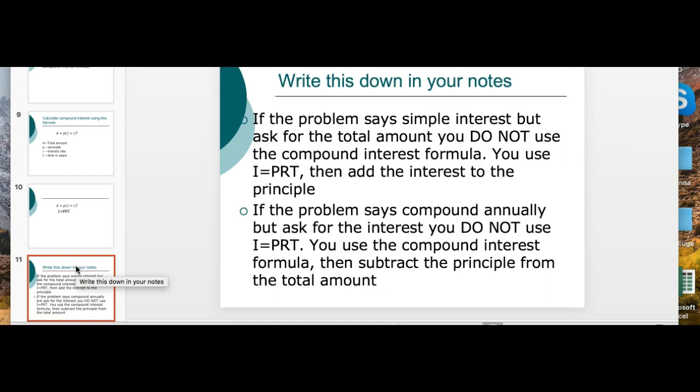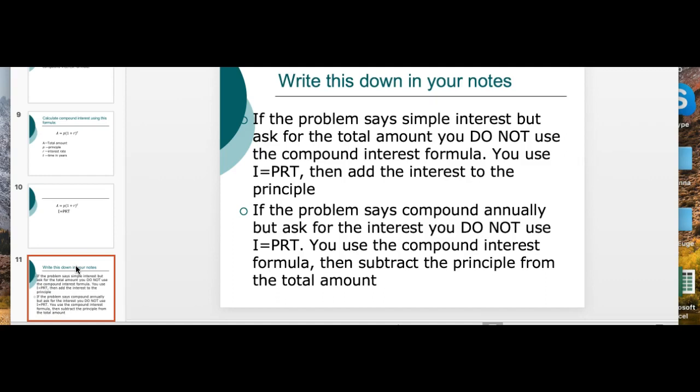This says that if your problem says simple interest but asks for the total amount, don't use the compound interest formula. This is a mistake that students make. Just because we know that we're looking for the total amount, that does not mean we use the compound interest formula. We have to determine what kind of interest we are talking about, okay?